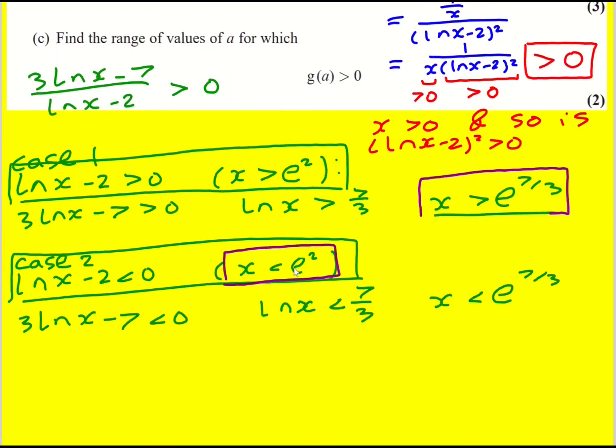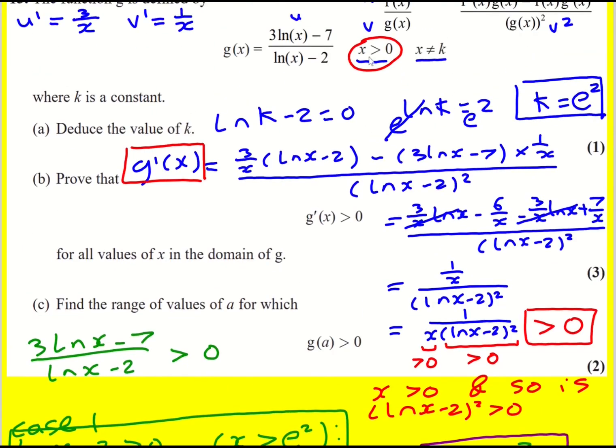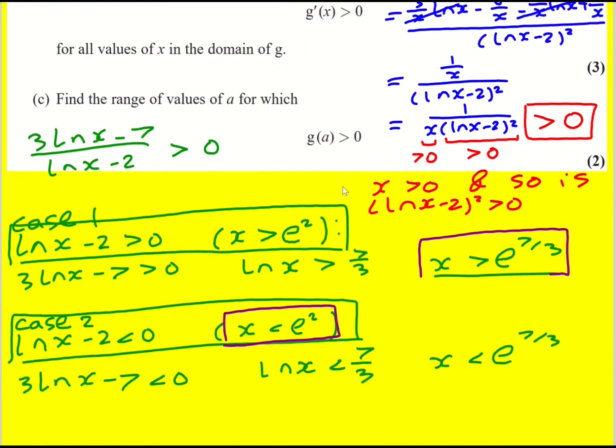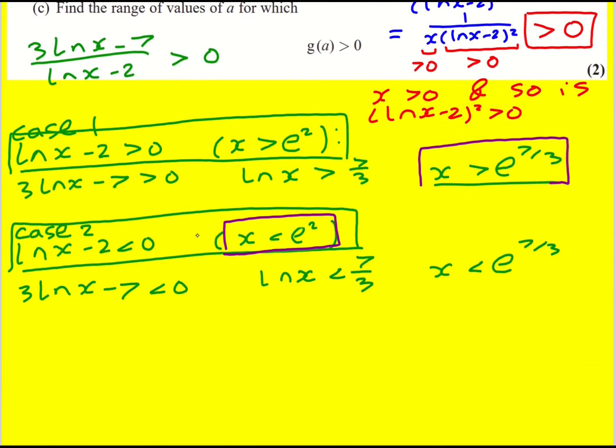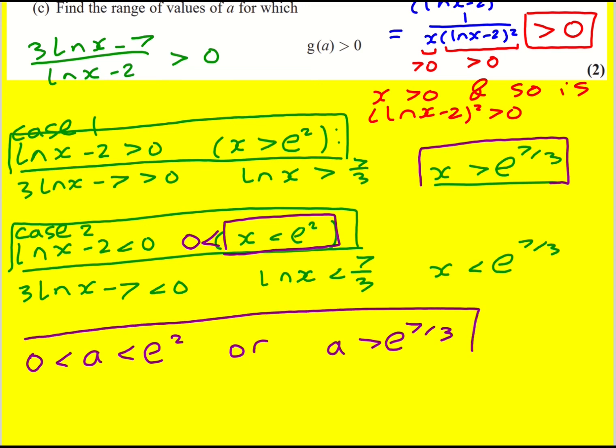Therefore, overall, and we just need to remember x also is positive. Okay, kind of forgot about that. Should have probably included it here. So it's less than e squared, but it had to be greater than 0. So overall, I'm going to get that 0 is less than a, which is less than e squared, or a is greater than e to the 7 over 3. In fact, it's most values, just the values between e squared and e to the 7 over 3 where the function would become negative. Okay, good question. Just be really careful with the inequalities, and then it does work out all right.